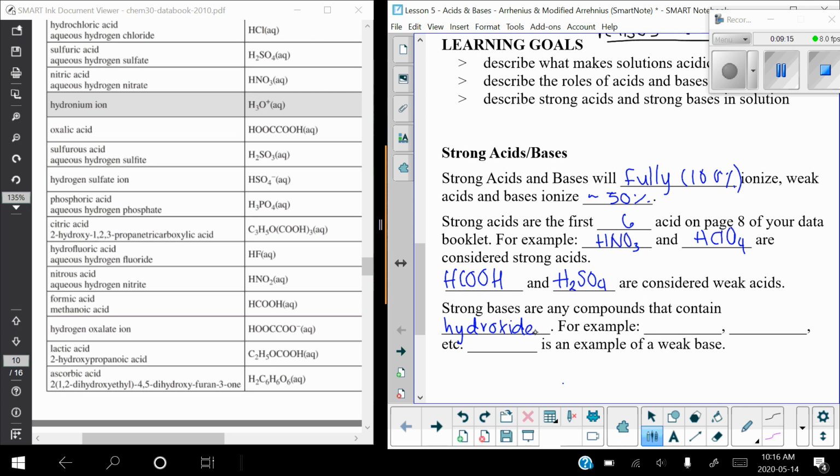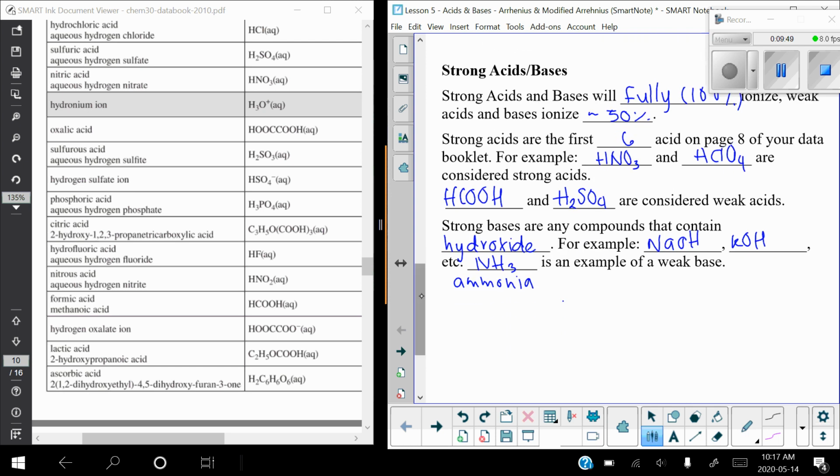For example, NaOH and potassium hydroxide are considered strong bases. Ammonia, NH3, is considered a weak base. This is probably the only two types of bases you'll know. You'll either see something with hydroxide or you will see ammonia. We'll talk a little bit more about different bases when we learn about amphiprotics.